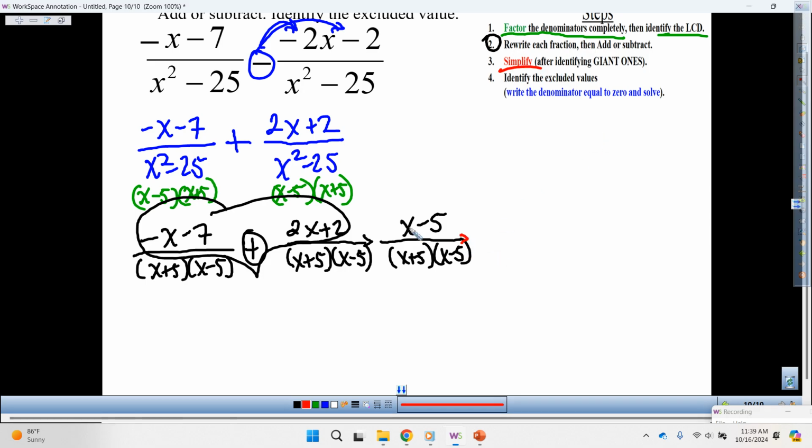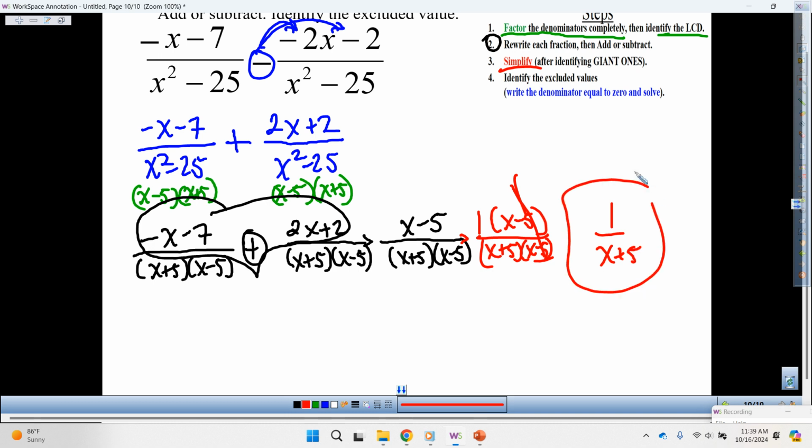So, GCF for the numerator, Caesar, 1, and then we have x minus 5 over x plus 5, x minus 5, and then giant 1, which is, answer 1 over x plus 5. Hands if you got that by yourself. All right. Send me your notes. Let me send you the screen. Oh, I already did. So, send me your notes.